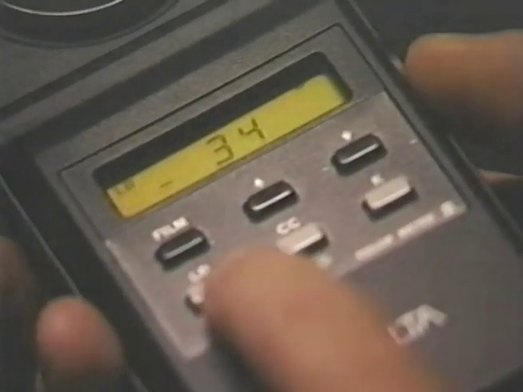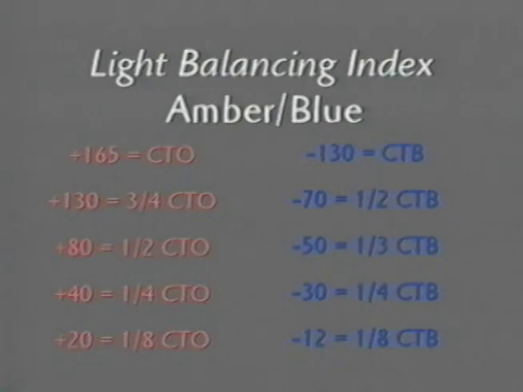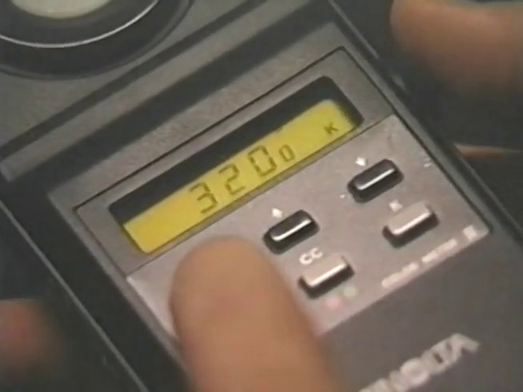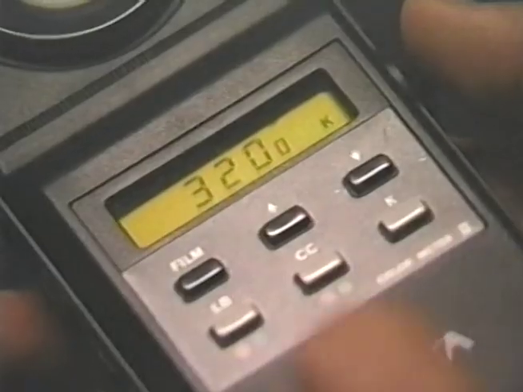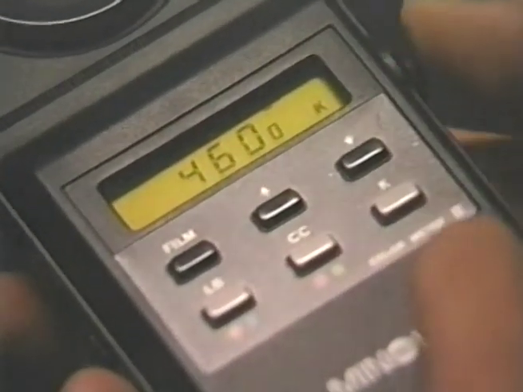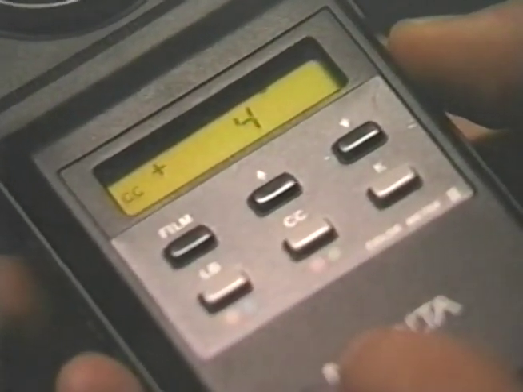By then pressing the light balancing button, the meter will suggest a correction gel in the amber-blue range. This reading of a -34 correlates approximately to 1/4 CTB gel on the chart. A color temperature meter can be an extremely useful tool when working under difficult or limited spectrum sources. It takes a bit of practice to understand, and it can provide a great starting point for color correcting sources on location.